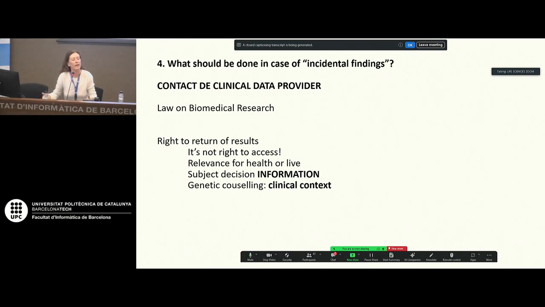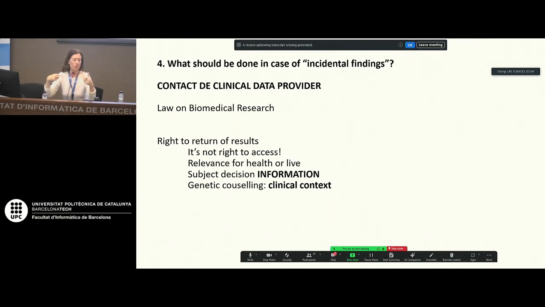If I find something related to your health or important for your life, for example, for the planification of reproduction or whatever, do you want to know? It's compulsory to ask this before the analysis, and you have to respect the decision. Not you, but the provider, because you probably don't have contact with the subject. So in the contract you signed with the data provider, this has to be explained: how to proceed when I find this kind of findings. Of course, you cannot contact the subject.